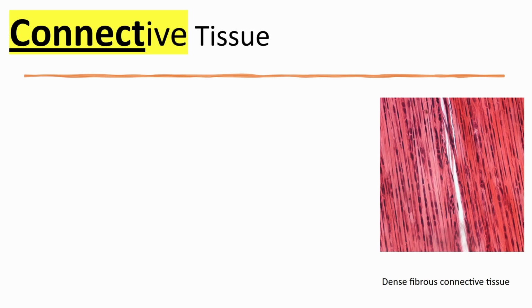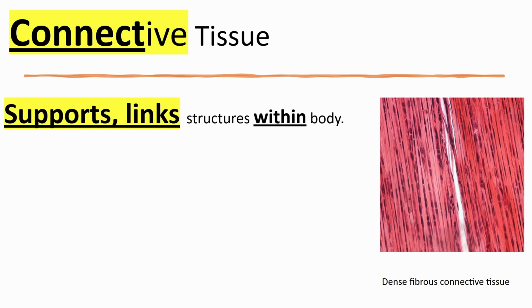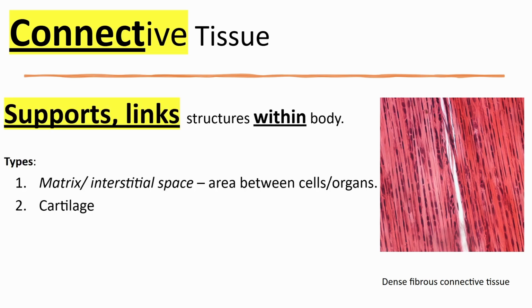The second type of tissue is called connective tissue. This one's fairly straightforward. As the name suggests, it supports linked structures within the body. There are four types here. The first one is the matrix and interstitial space. This is the area between cells and organs. The matrix and interstitial space is going to be a bit of a tough memorization. You're going to have to learn these new vocab words.